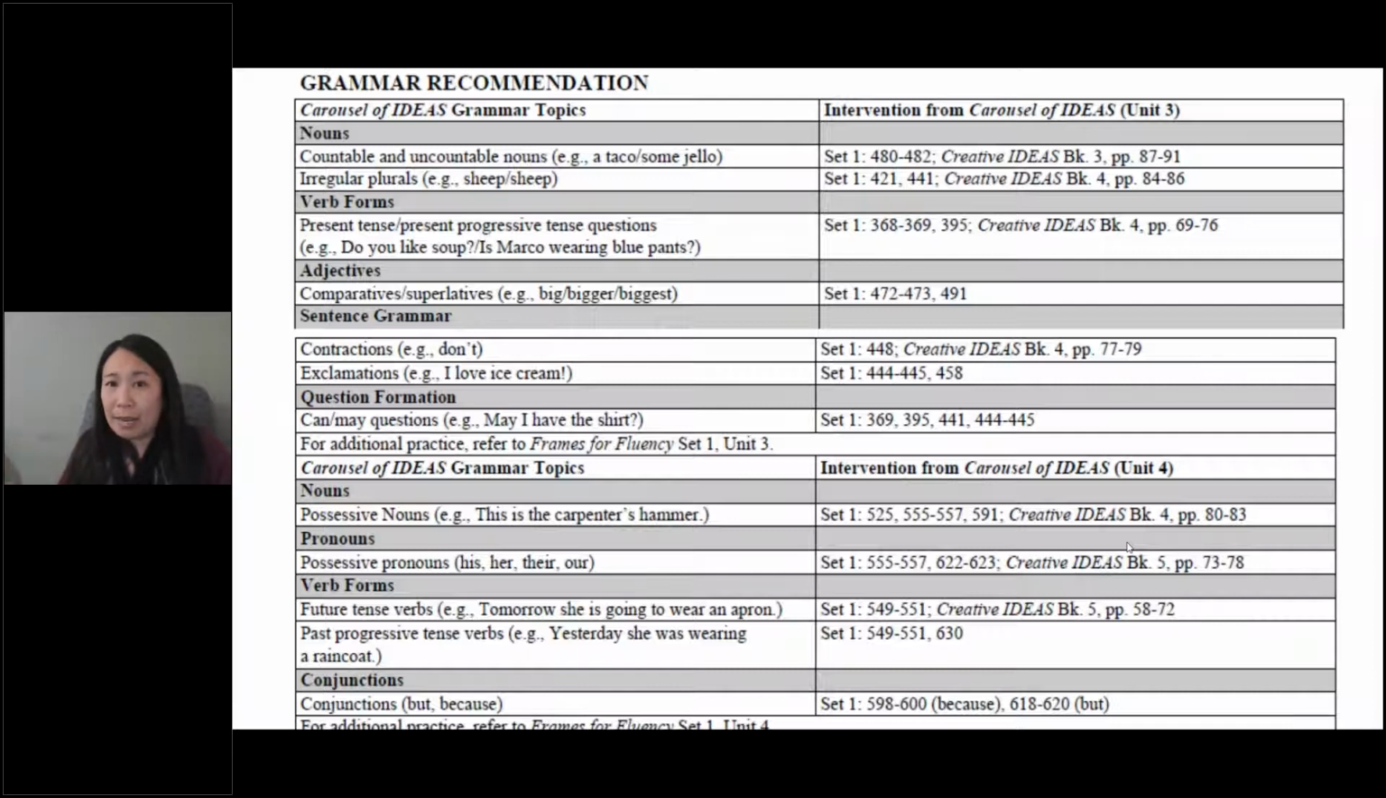Countable and uncountable nouns. You'll see the intervention from Carousel and Creative Ideas, but also in Champion with the middle school and high school, countable and uncountable nouns are taught with the topic of food, just like with the younger kids. So you'll see a lot of the same grammar topics that the little kids struggle with, the middle school and high school students struggle with as well. But how do you teach it? That's why there's this intervention from Carousel or Creative Ideas or Frames for Fluency or Champion. It's going to tell you what page numbers those topics are already on.